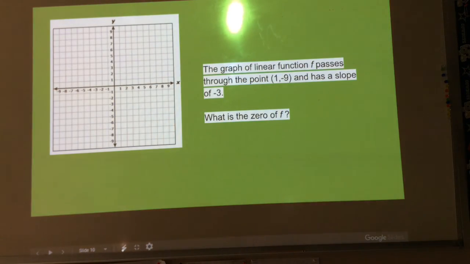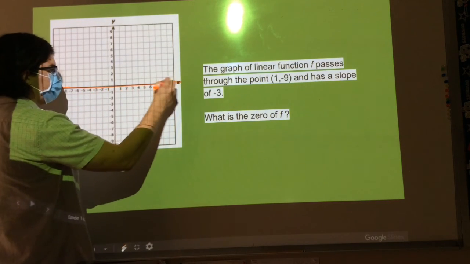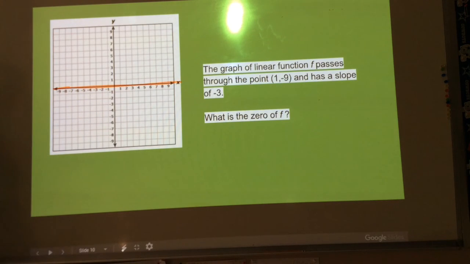Intercept. 0 means x-intercept. So the question is asking, where does my line cross on this axis? Where does my line cross on this axis? Everybody cool with that? Benny, you already know?